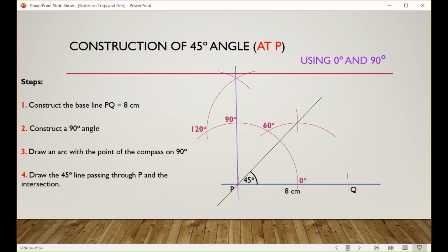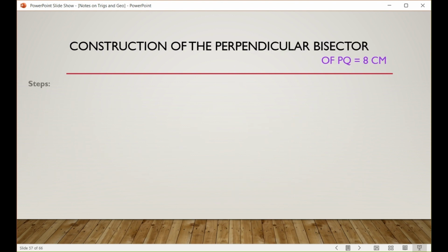So we've completed all 5 angles: 0 degree, the 60 degree, 30 degree, 45 degree, 90, and 120. So now let's look at the 3 other skills that are normally required. The first one is to construct a perpendicular bisector.